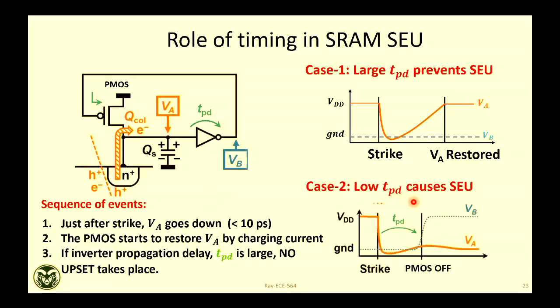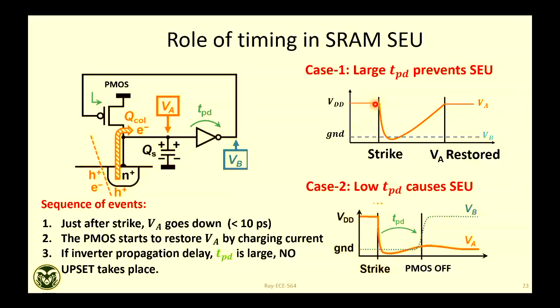But if the propagation delay is low, if this window is low, then it has not got enough time to recover. Then VB, which is the other node, this is VA, this is VB or Q bar, Q bar will in that case rise, and the positive feedback will flip it. So the inverter state will be lost, or the SRAM will lose its data. Here, the SRAM did not lose its data.